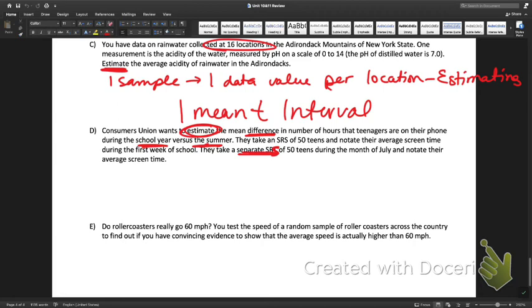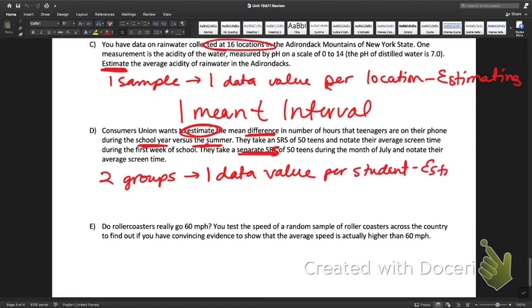We've got a sample of 50 teens during the first week of school, and it says they're taking a separate one. So we're not matching up these kids. We're not looking at the kids versus each other. We're looking at two different groups of 50. So this is two groups. And we are only collecting the number of hours that they're on their phone. So we're just getting one data value per student. And it says we're estimating a difference. So if I'm estimating, that means I'm doing an interval. I've got two groups, so this would be a 2 mean t interval.